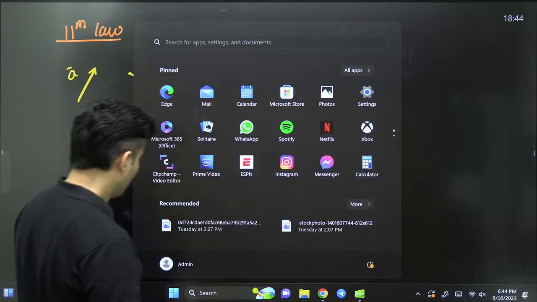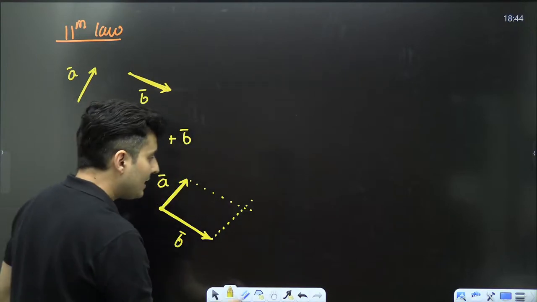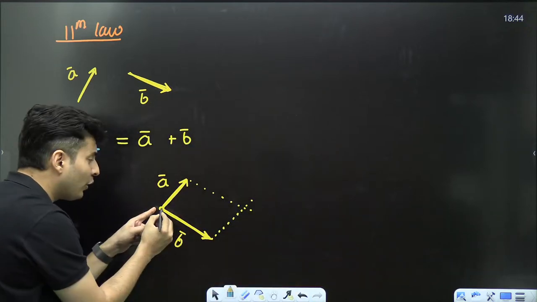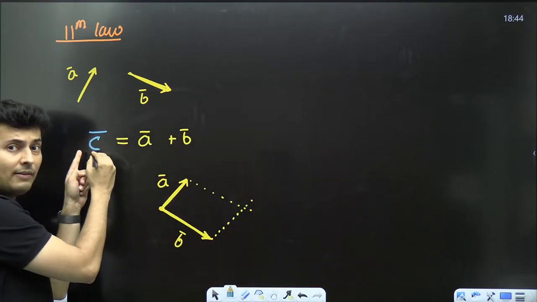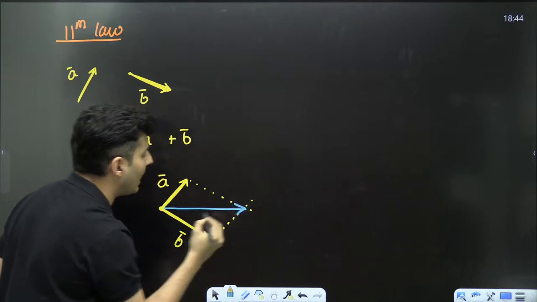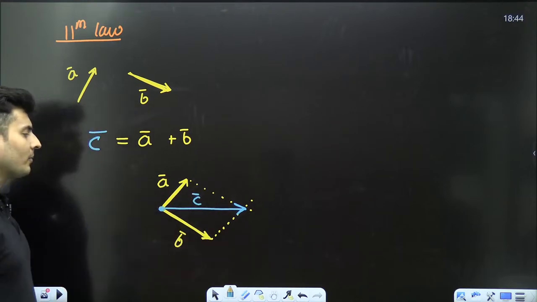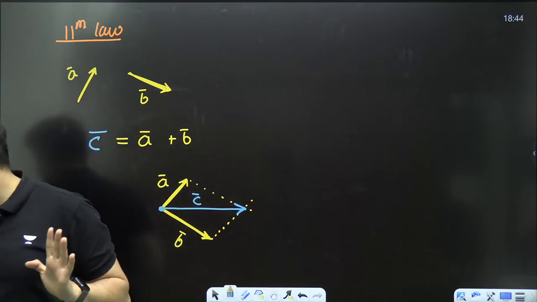Now, you started from here, start the final vector, resultant vector also from here, and continue along the diagonal. This will be your vector C. Everybody clear?